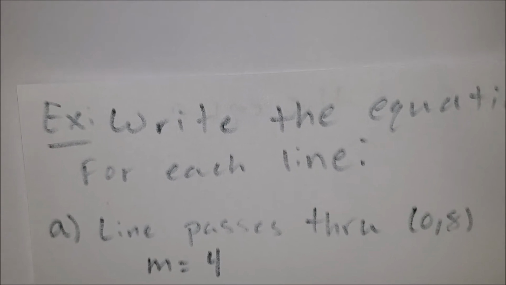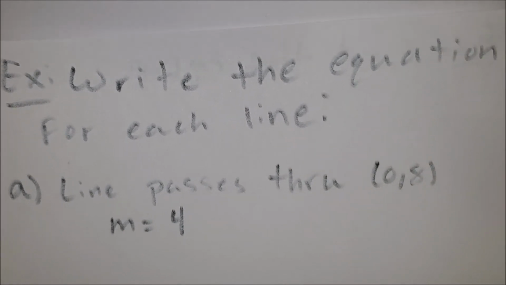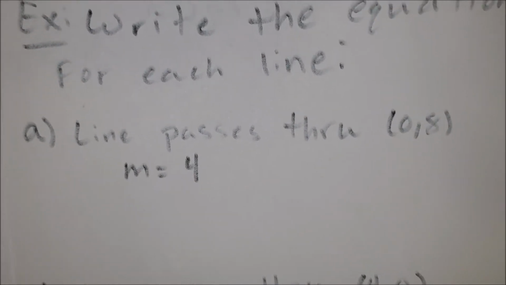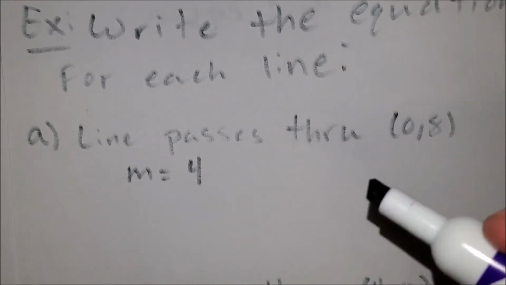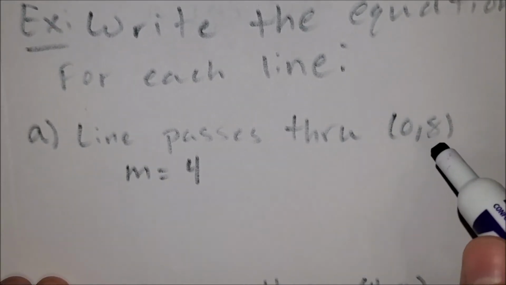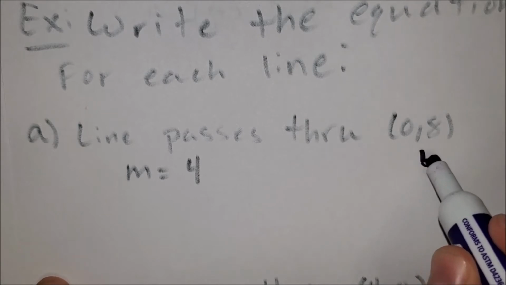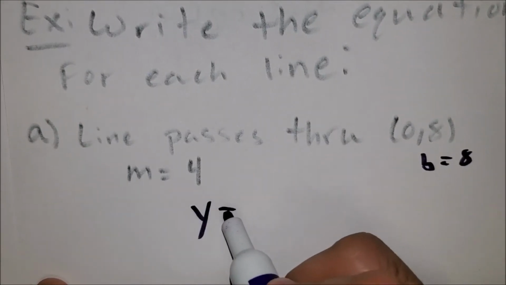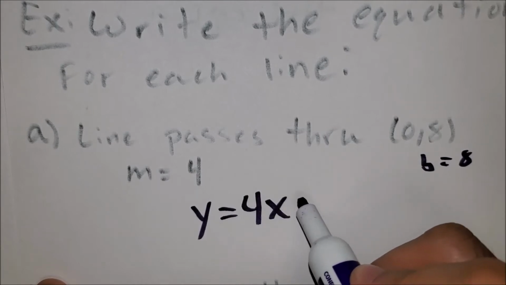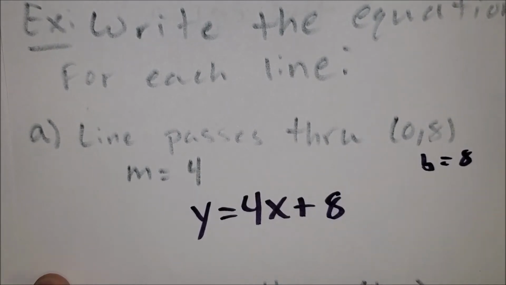So let's do another example. Here we're going to write the equation for each line. So the first one, we have a line that passes through (0, 8), and has a slope of 4. So we could say, well, this means that b equals 8. So this is simply y equals 4x plus 8.